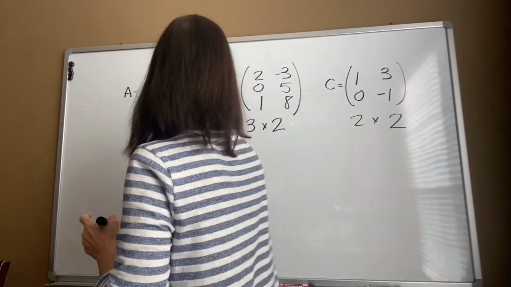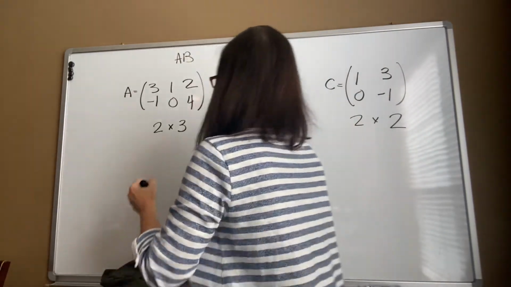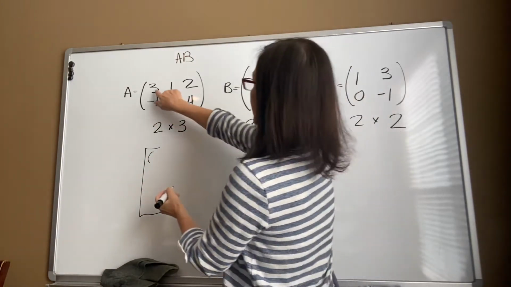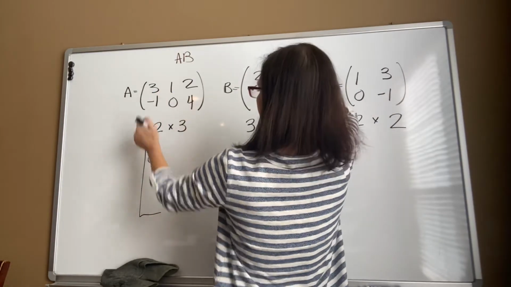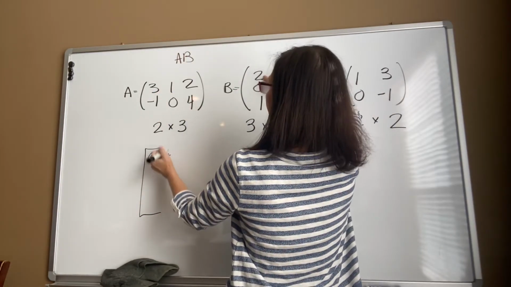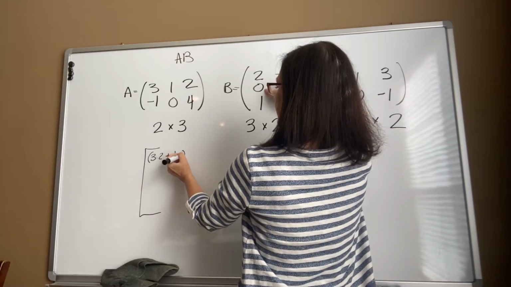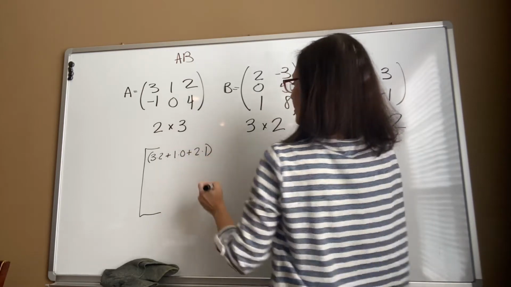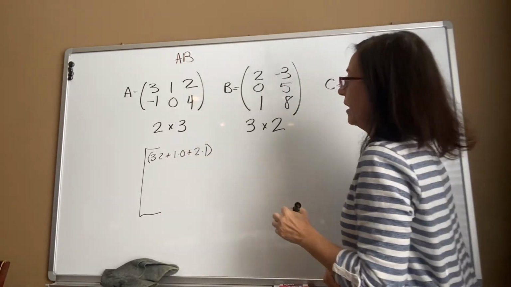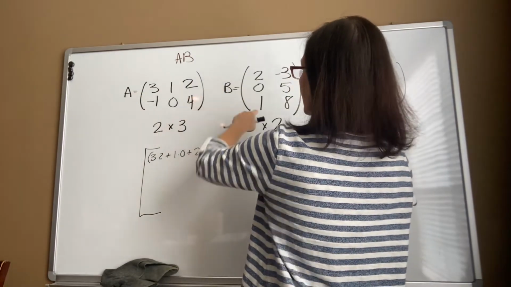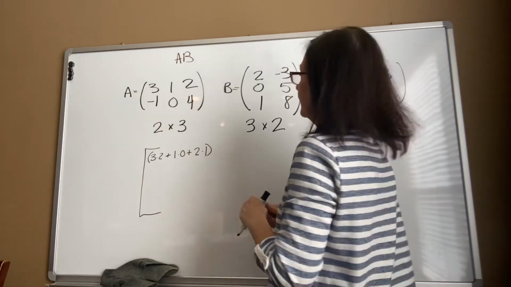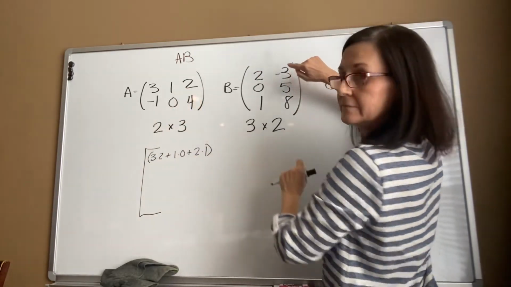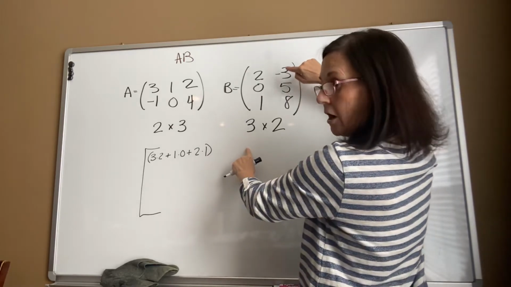I'm going to erase this because we're going to just see what each position looks like. Okay, this is going to be my first position. It's going to be 3 times 2 plus 1 times 0 plus 2 times 1. That's all in my first position. All right, we do row 1, column 1. Then we do row 1, column 2, and that goes here. Okay, first row, second column.